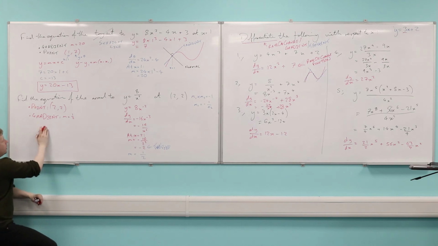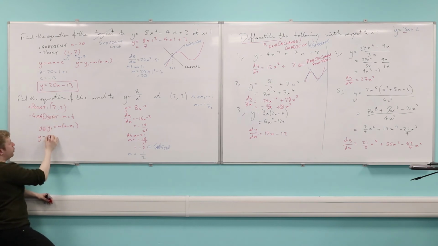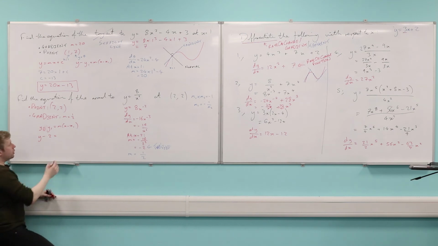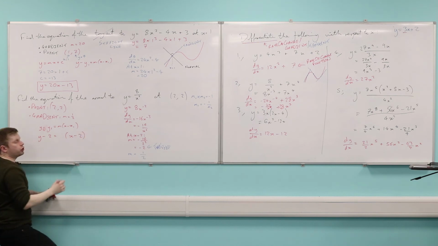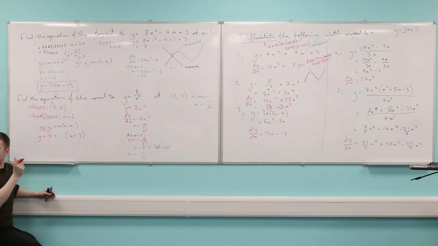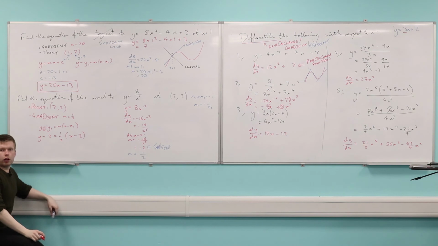So I'm going to use y minus y1 equals m times x minus x1. The y1 and the x1, that's where I stick my x and y coordinates. So in other words, I get y minus my y1, which is 2, is equal to, and I'll just skip the m for the time being, x minus my x1, which is 2. Then I just need to put my gradient here, which is 1/2. Are you all happy with that?